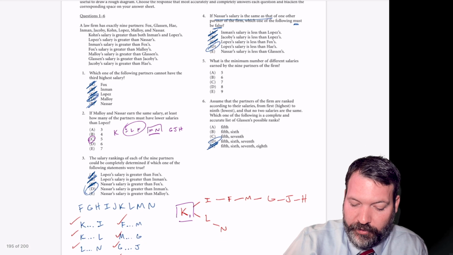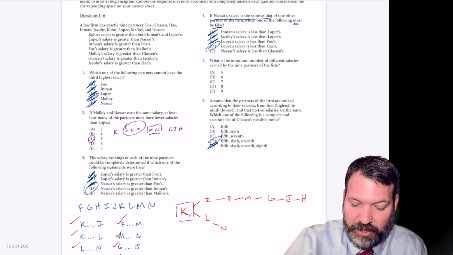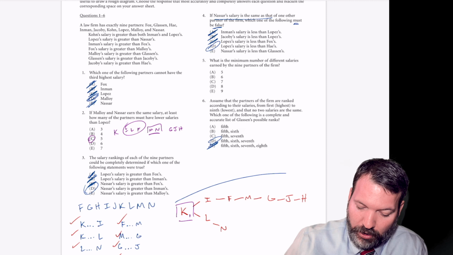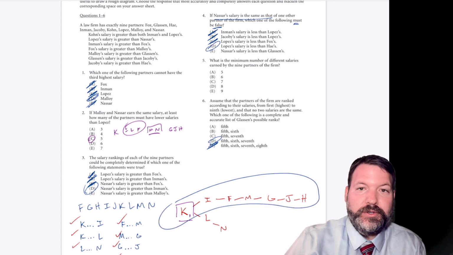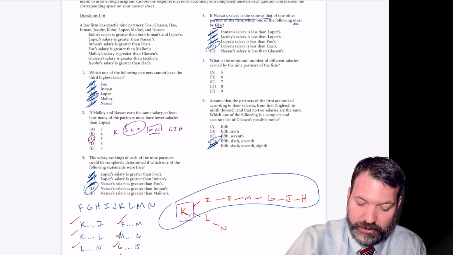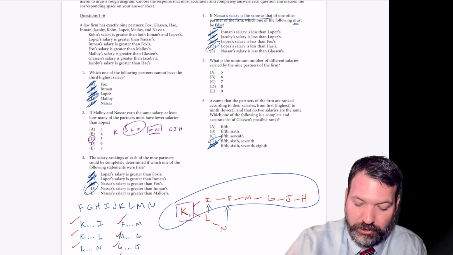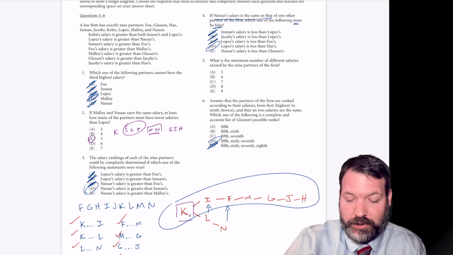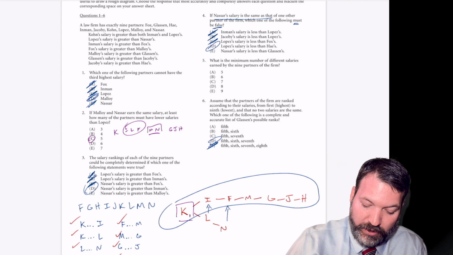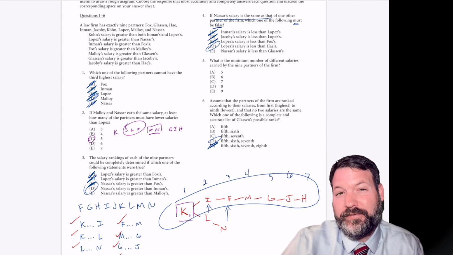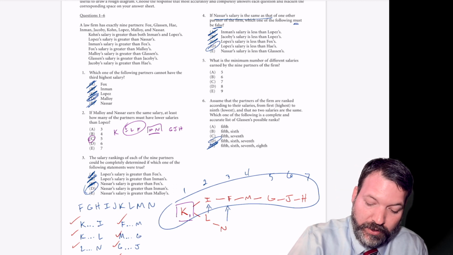One more question here, number 5. What is the minimum number of different salaries earned by the 9 partners of the firm? Well, minimum, I have to have this long set of this person's greater than that person, etc. But then L and N, I could just match up with any of the people on that list, other than K, but I could also just make a matchup with the first 2. So there have to be, what is that, 7: 1, 2, 3, 4, 5, 6. Yeah, there have to be 7 different salaries, and so that's got to be C.